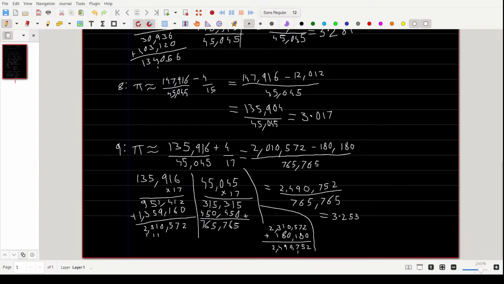So to 3 decimal places it's 2. So if we go back to this, I can't be bothered to do it in my head, so 1.342 minus 3.017, that's 1 over 8, or 0.125, that's the error. 3.253 minus 3.142, that is 0.111. So it is reducing, but at a slow rate.